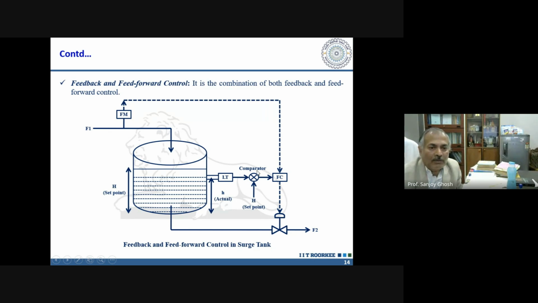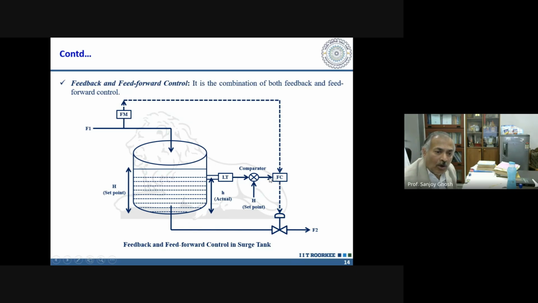Now here, I have shown one more. This is feedback and feed forward both. I have shown you feedback, I have shown you feed forward, and then feedback and feed forward both. So what is happening here also? Out of two inputs, F1 and F2, F1 remains as the disturbance and F2 remains as the control variable or manipulated variable. Now look, it is measuring; this is a feed forward loop. That means it is measuring flow measurement. FM means flow measurement. It is giving the input to the flow controller.